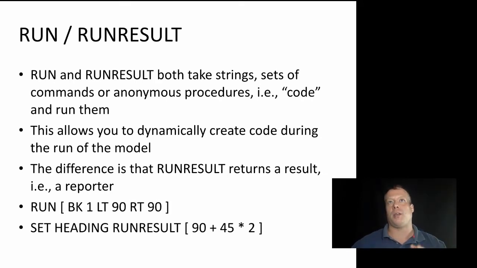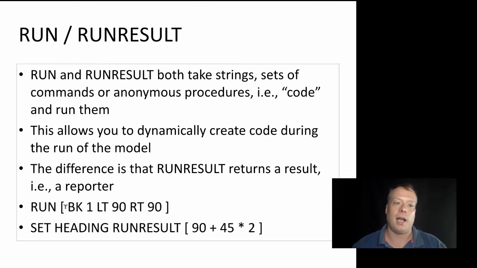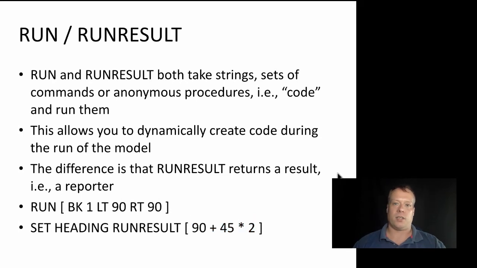I should mention, you could pass it a string that's literally like the text of that code, or you could pass it the anonymous procedure. Usually the anonymous procedure is going to be a little bit better because it's already going to be encapsulated into a procedure form, right? The difference between run and run result is that run result will actually return a result, whereas run just executes the code. So for instance here, I'm giving a bunch of commands: run back 1, left 90, right 90, set heading, run result 90 plus. So it's going to actually execute this code and then come up with the results, right? So let me pause and show you a couple of examples of how this is interesting and useful.